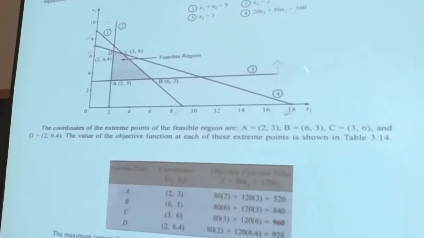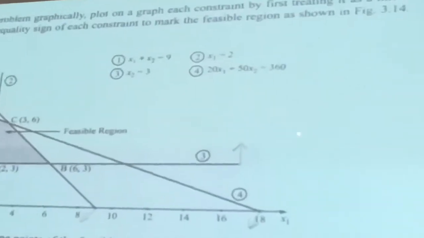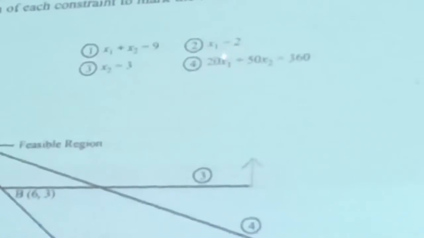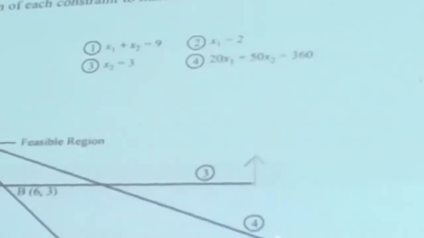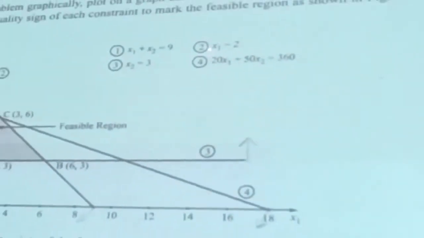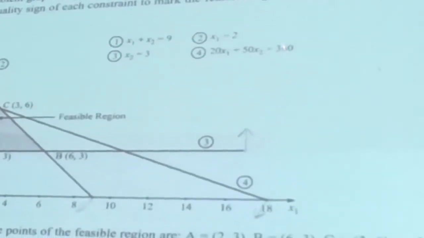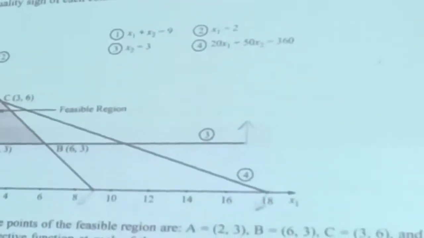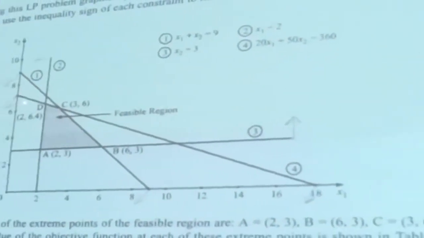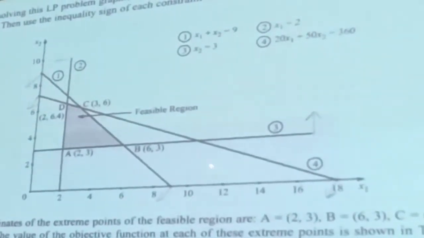Okay, then we have this equation 20x1 plus 50x2 is equal to 360. Okay, so if x2 is 0, it becomes 20x1 equal to 360 or x1 equal to 18. Okay, x1 is 18 here. If x1 is 0, then 360 divided by 50. Okay, 360 divided by 50 is 36 divided by 50, 7.5. Okay, so this is here. So therefore this line, whatever we have, this is the last line, fourth line.